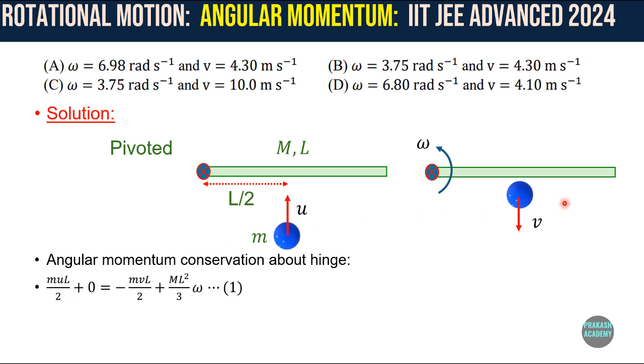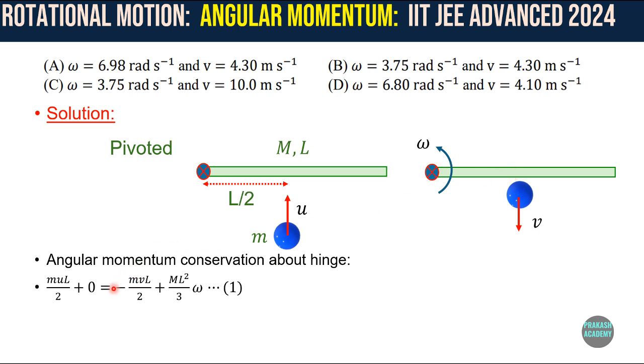What is the angular momentum after the collision? Now let us first write it for this ball. The ball is going in this direction. So again from this point I have to write r cross mv. So r is in this direction and v is in this direction, so r cross mv is going into the screen. That's why we should put a negative sign. Mass is given and v is given, so this will be m v L by 2, because this distance is again L by 2.